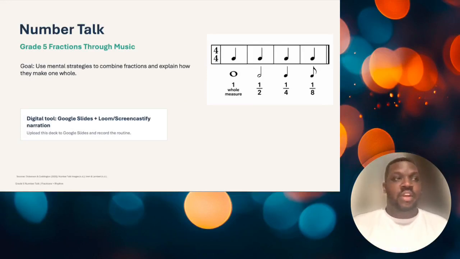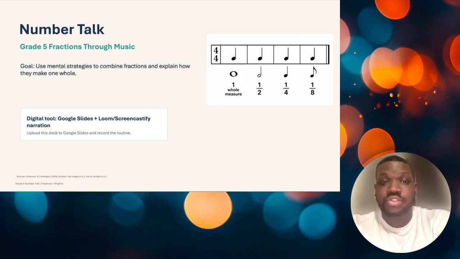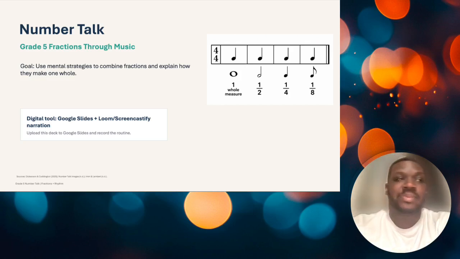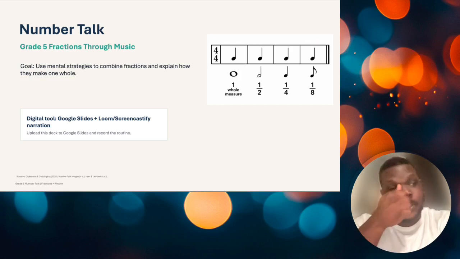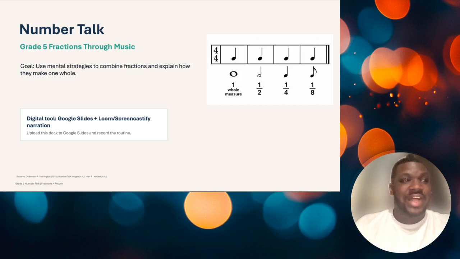For this number talk, I've designed a grade 5 fraction routine that's going to connect mathematical reasoning to rhythm and music. The goal for the students is to use mental strategies to combine fractions and explain how these fractions can make one whole. In this musical context, one whole is going to represent one complete measure of music, as you can see on this slide.